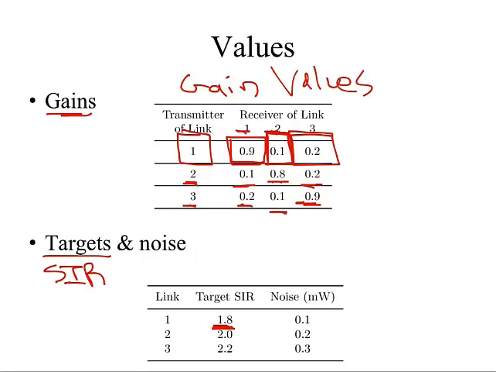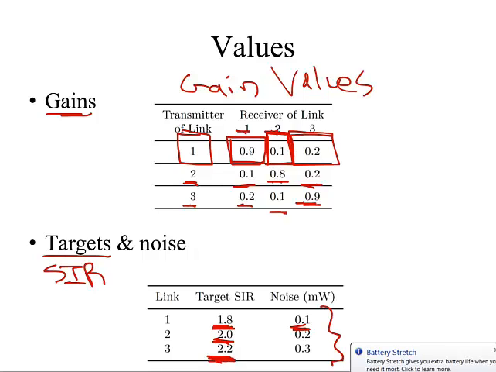And for link 2, it's 2.0. So this link is looking for a little bit of a better SIR for whatever reason, maybe because the phone needs a better SIR to be able to work properly. And link 3 is looking for 2.2, which is even higher. And at the same time, for each of these links, we also specify slightly different noise levels. Really small right here. These are the noise levels. This is 0.1 milliwatts, or a tenth of a milliwatt. We have 0.2 milliwatts for link 2 and 0.3 milliwatts for link 3.